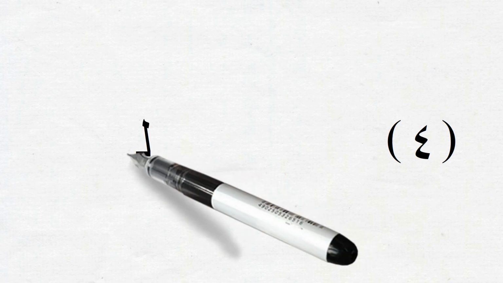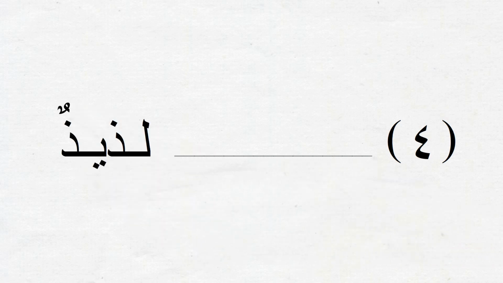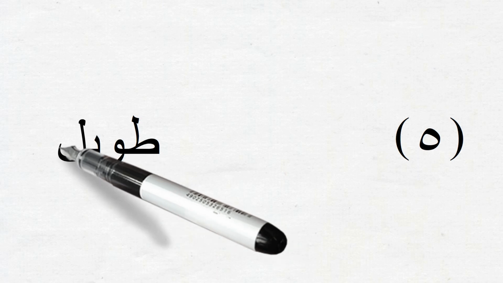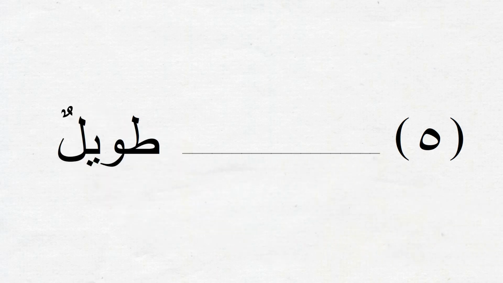Number 4. Ladhidun. Delicious. What can be delicious? At-tufahu, right? Let's write at-tufahu here. So our sentence will be at-tufahu ladhidun. The apple is delicious. Number 5. The khabar is tawilun, tall. Who can be tall? Some of the words we can use are al-imamu or al-waladu. Let's put al-waladu here. The boy is tall.